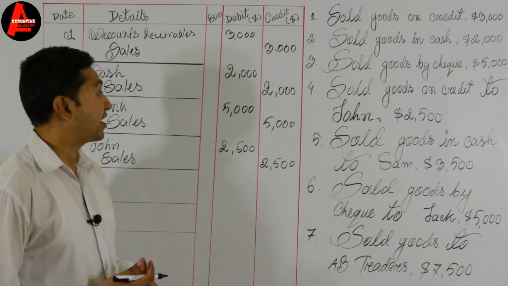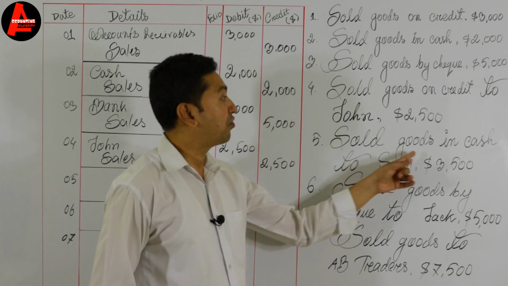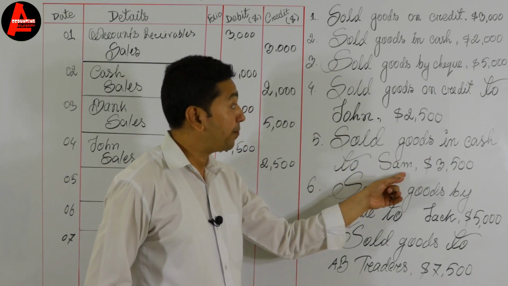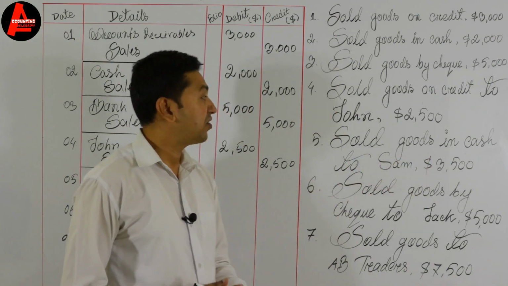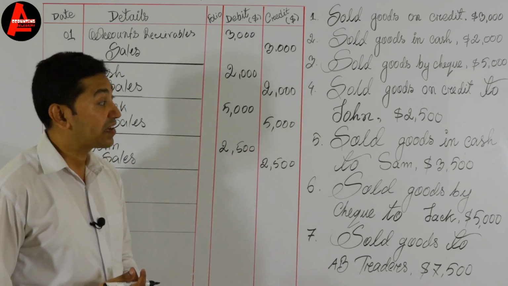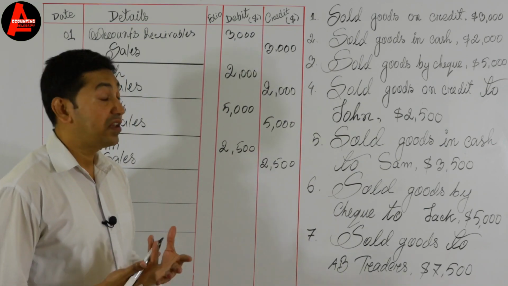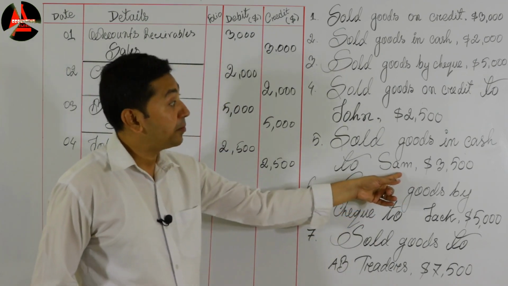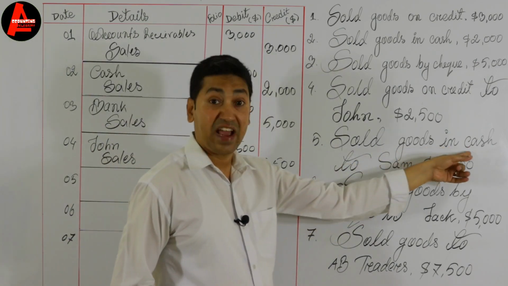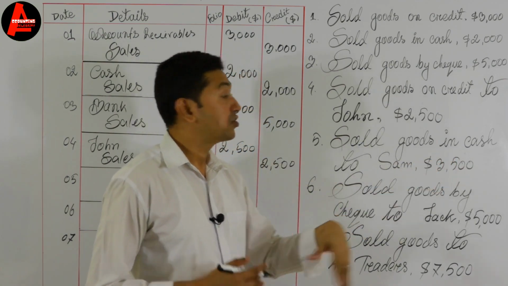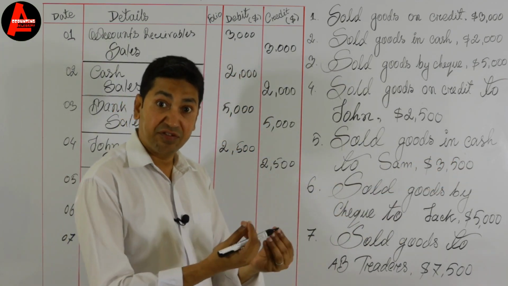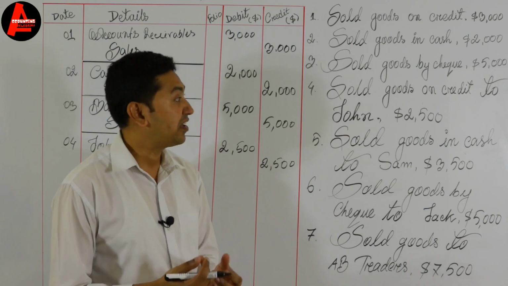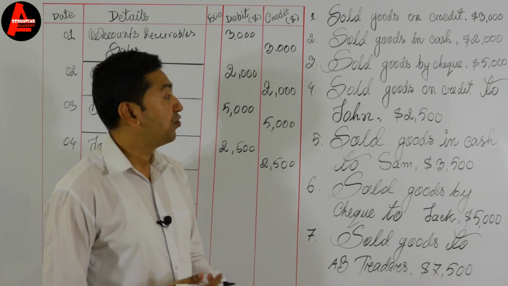Okay, so what is next? It is number 5. Sold goods in cash to Sam, $3,500. So here, sold goods in cash. The customer name is given, Mr. Sam, and at the same time, goods were sold in cash is mentioned. That means the business sold goods and received the money, cash.